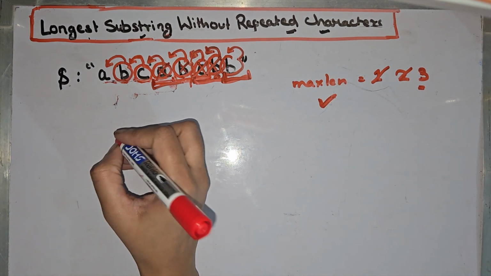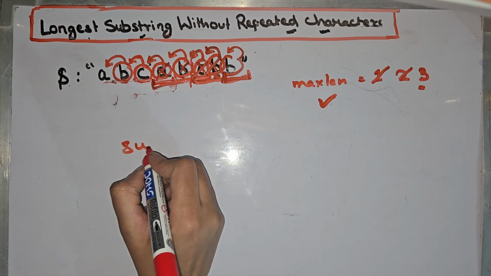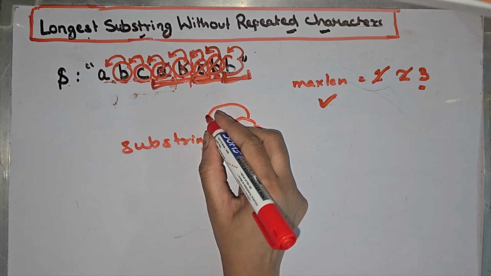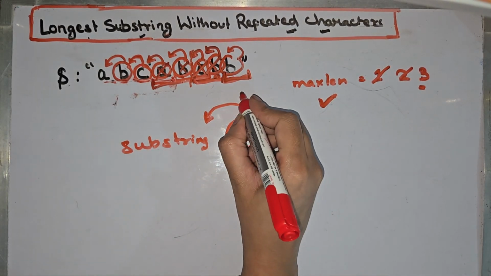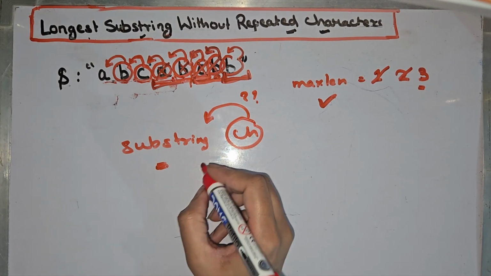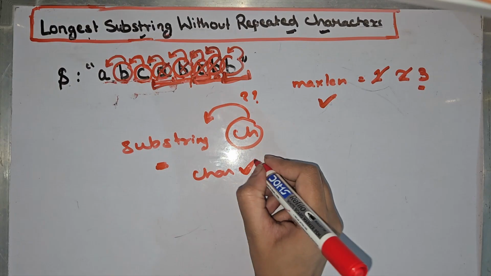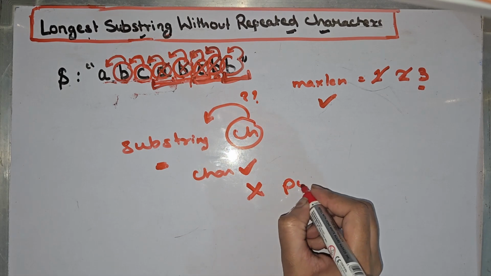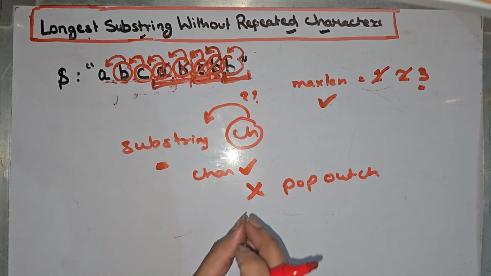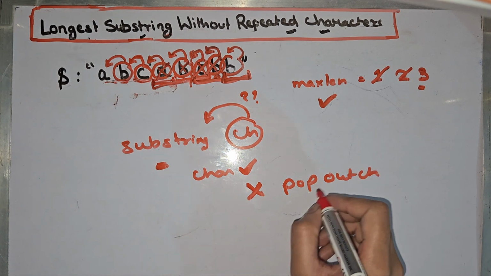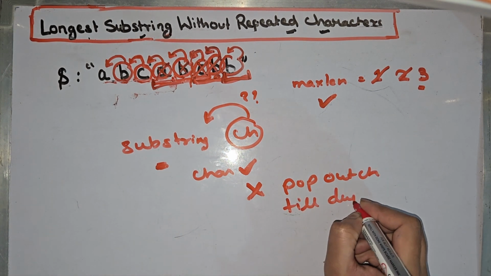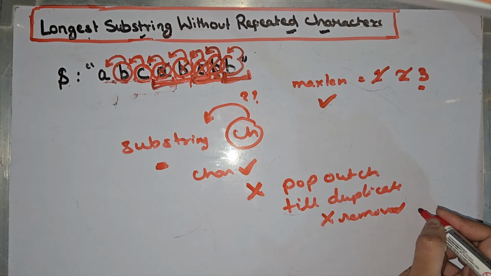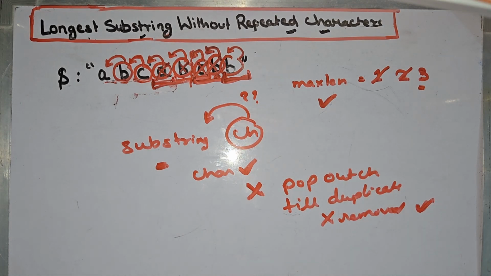So what we did is, we had a substring, and we kept on adding a character to the substring on the condition that the substring has all the characters as unique. If at any point we found that characters are not unique, we will pop out the characters from the window till the duplicate character is removed. So we pop out till duplicate is removed. So this is the algorithm that we will code here.